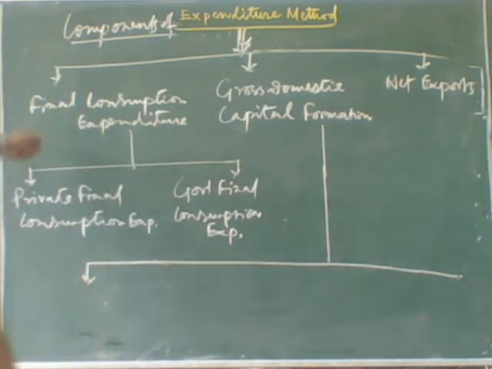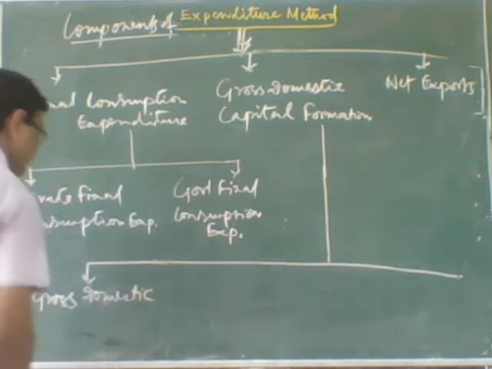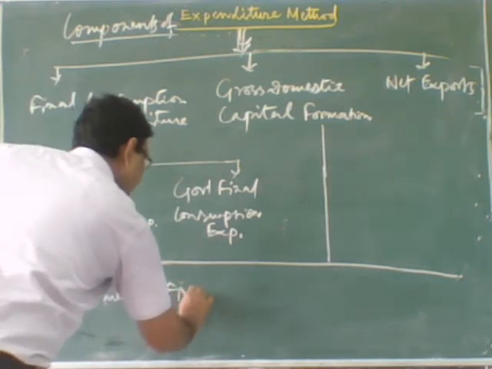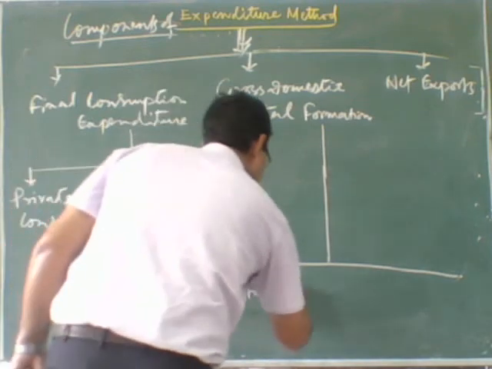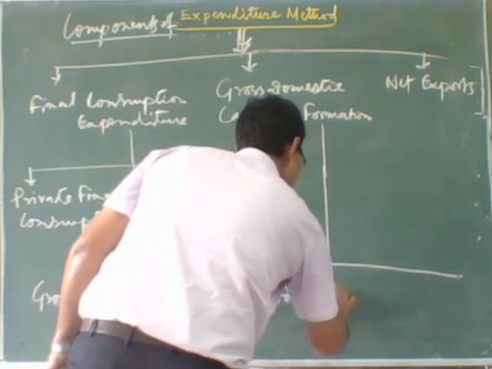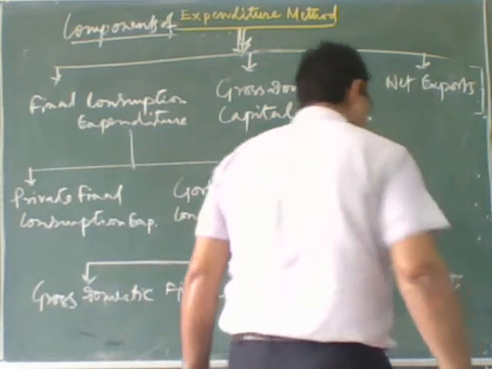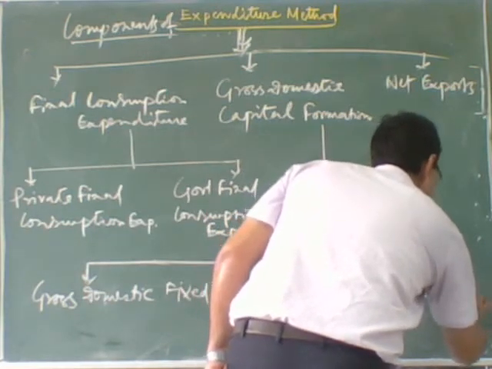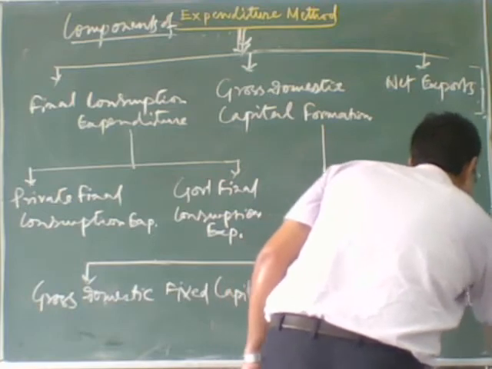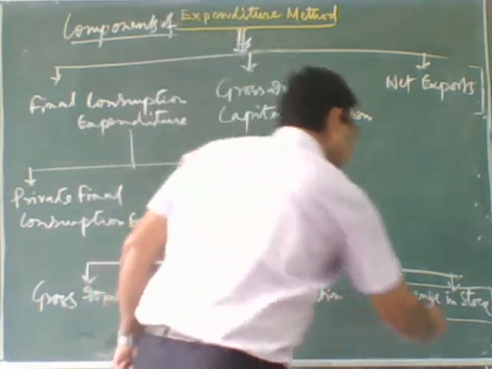One is gross domestic fixed capital formation. And number two component is change in stock or inventory investment. And this change in stock is again divided into two categories.